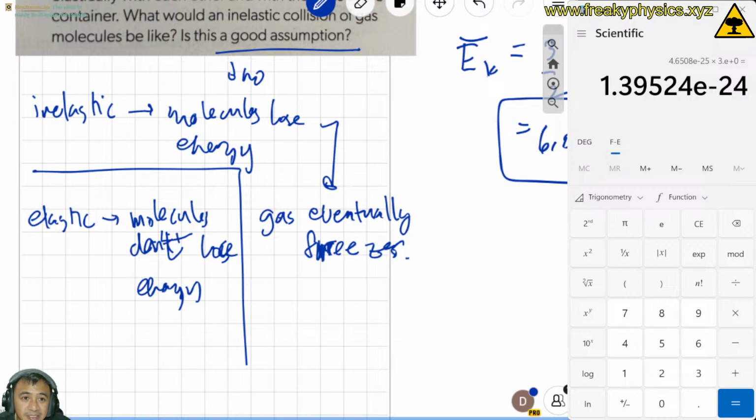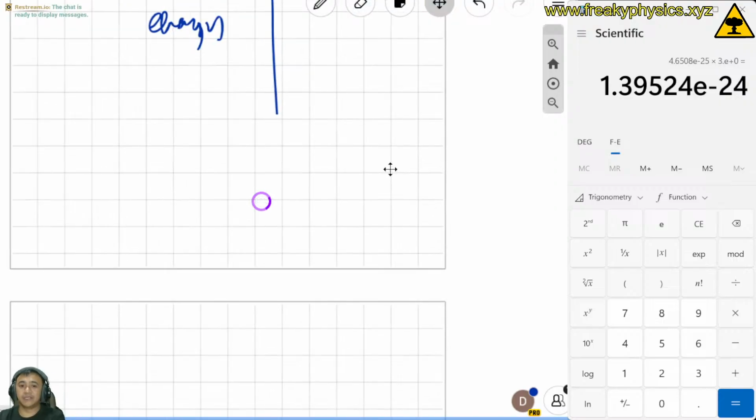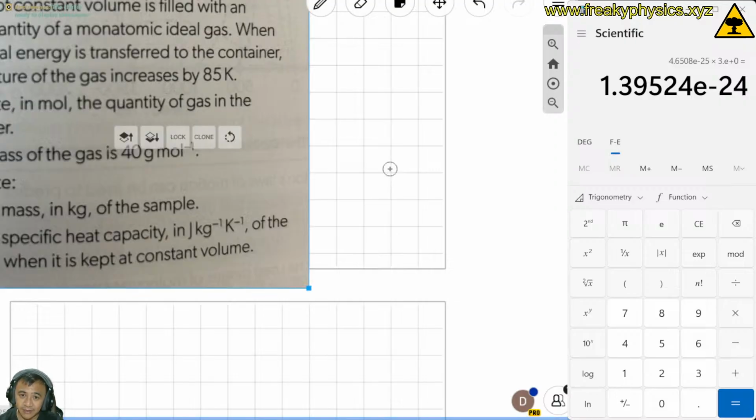Which one is this? Okay, that's done. Gas loss. Okay, let's not do that one yet. Let's do this. All right, this one now is a calculation question with a word problem. Okay, so you have a container of constant volume. We don't know how much of a monatomic ideal gas there is. When you put 50 joules of thermal energy in there, the temperature increases by 85 Kelvin. So calculate the quantity of the gas in the container and then calculate the mass and the specific heat capacity.